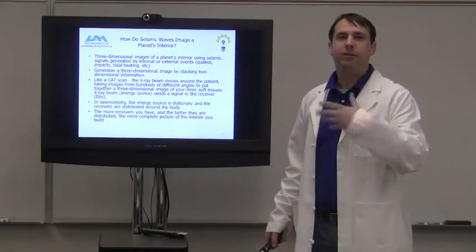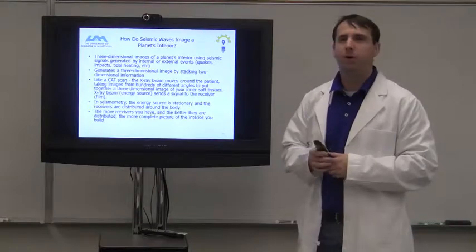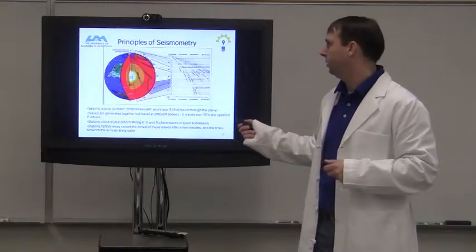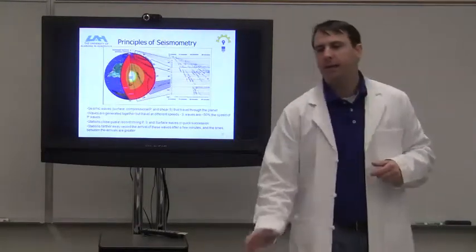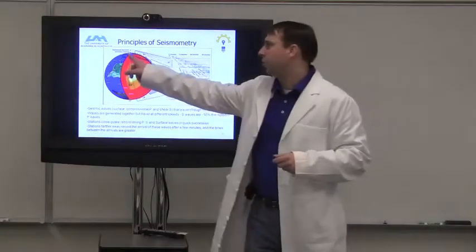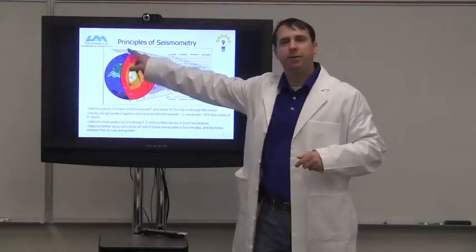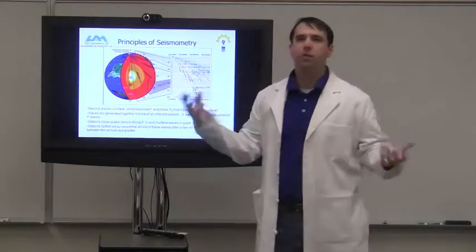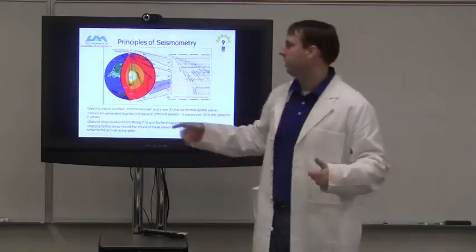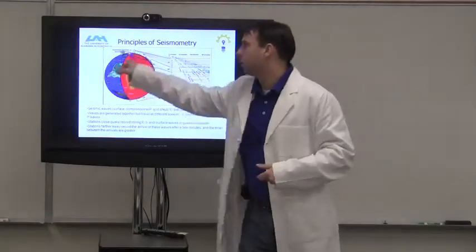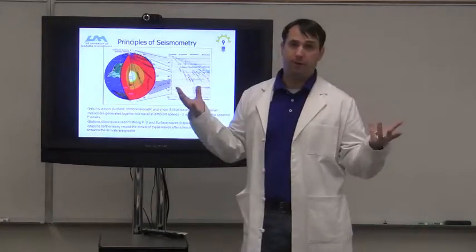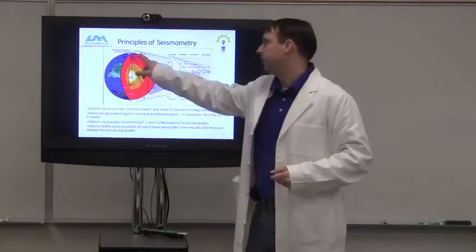y'all can read these slides on your own, and you can ask questions if you want, but I'm going to skip to this image here. So basically, if there's a quake, this is Earth, by the way. If there's a quake anywhere on Earth, in the surface, subsurface, or wherever, we've got seismometers all over our planet, just because we live here. We can do that, right? And so we've got seismometers all over the planet.